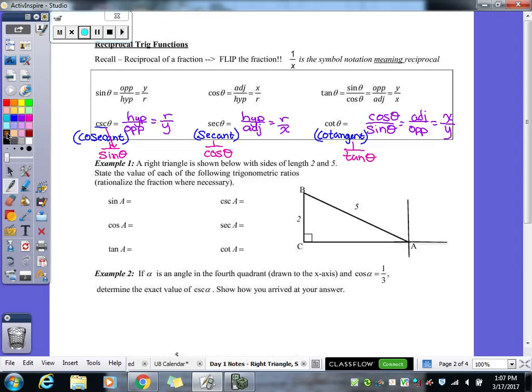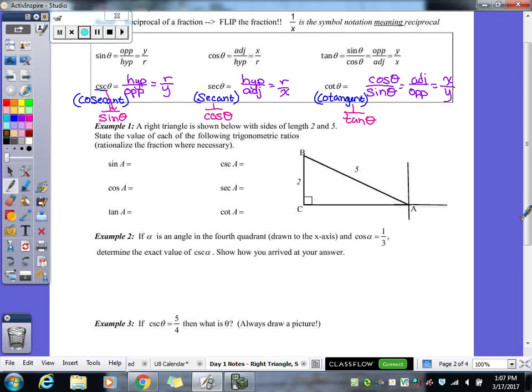So down here we have a picture of a triangle. We've got a side of 2 and a side of 5. They want us to state the value of each of the following trig ratios. So what do we have to find first over here? We have to find our missing side. Yes, find your missing side. Pythagorean theorem. Go.